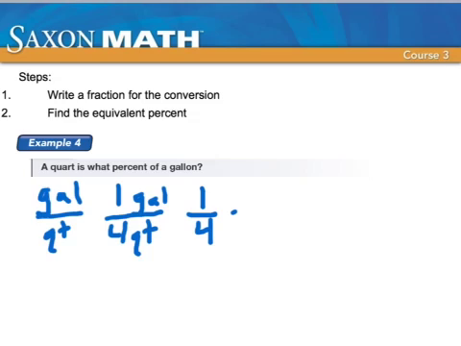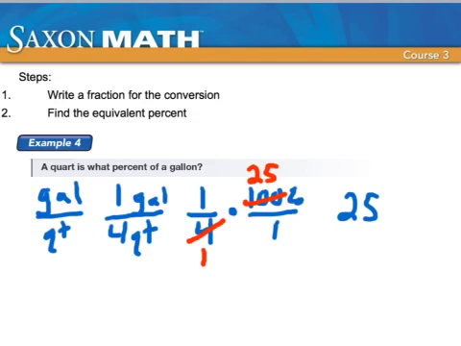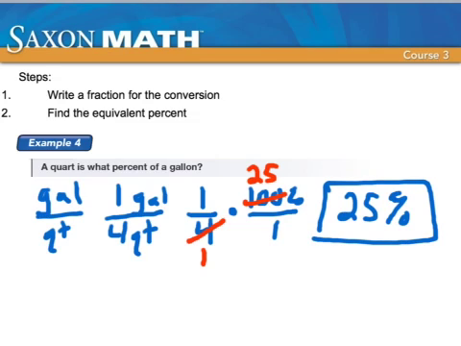So remember, convert to a percent, we multiply by 100% over 1. We can cross simplify first, because 4 goes into 100. So 4 divided by 4 is 1, and 100 divided by 4 is 25. And then I multiply across. 1 times 25 is 25. On the bottom I get 1 times 1 is 1. So then I got to think, it says I'm asking what percent, so it's 25%. So a quart is 25% of a gallon, 1/4 of a gallon.